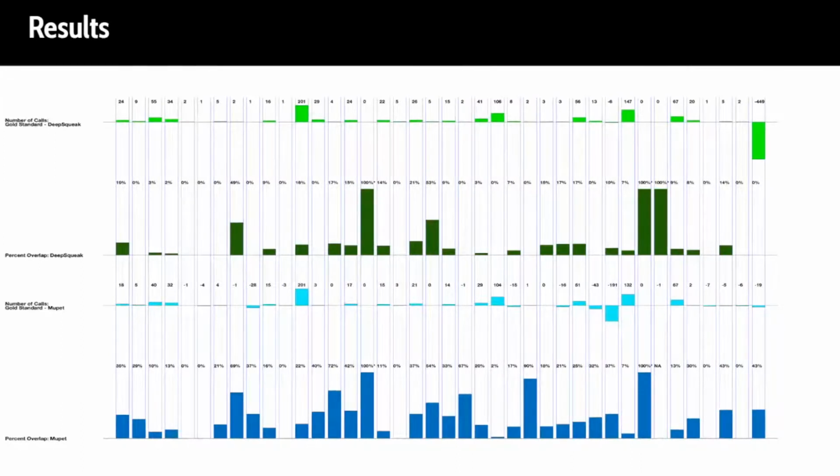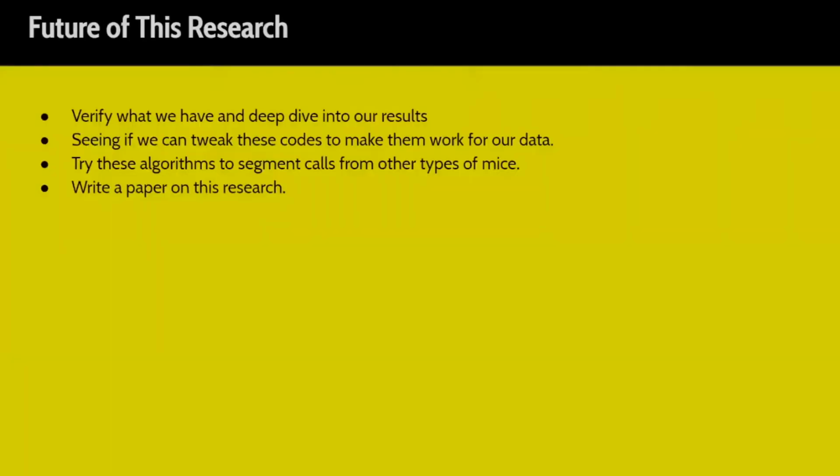In the future, programs like these should be developed by coders that are more knowledgeable of neuroscience, and neuroscientists should put more emphasis on learning the basics of coding. For future research, we plan to verify and deeply analyze our results. We also want to try to tweak the codes to make them work for our data, and we'll try to use these algorithms to segment calls from other types of mice. After this, we'll write a paper regarding this research.